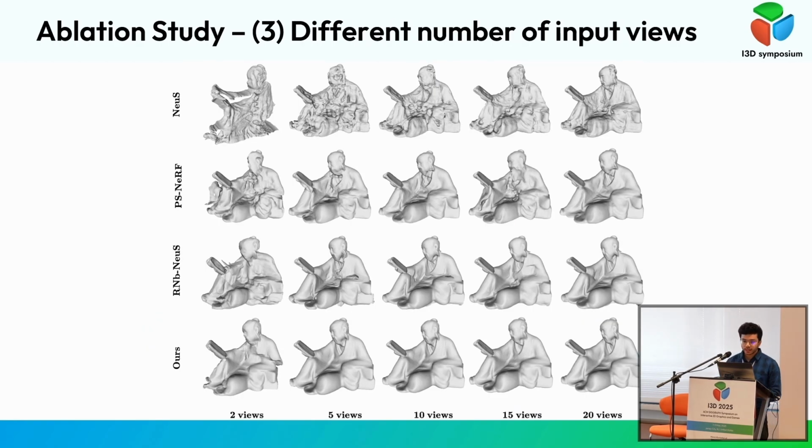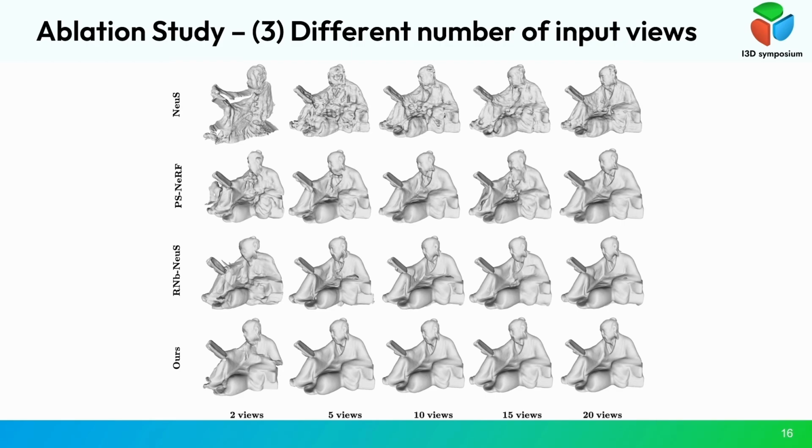The third ablation study that we perform is to check the effect of having a different number of input views. Here we vary the input views from 2 views up to 20 views, and compare our method with the previous methods, which are surface reconstruction methods.